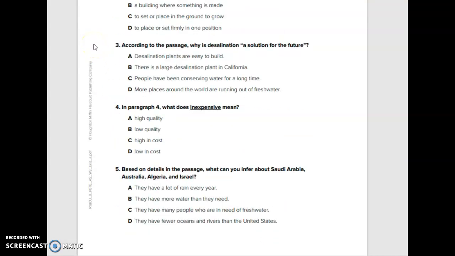Number 3, according to the passage, why is desalination a solution for the future? A, desalination plants are easy to build. B, there is a large desalination plant in California. C, people have been conserving water for a long time. D, more places around the world are running out of fresh water.